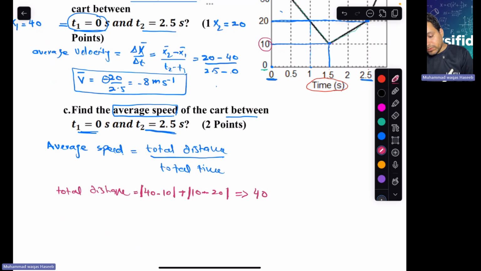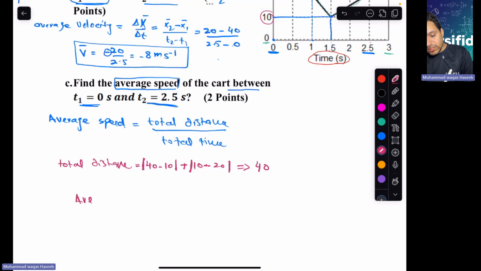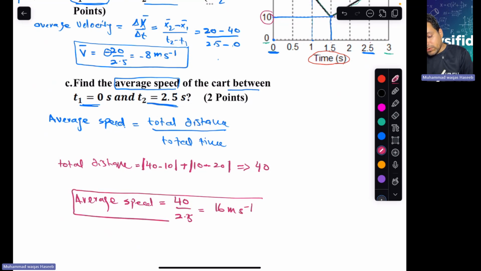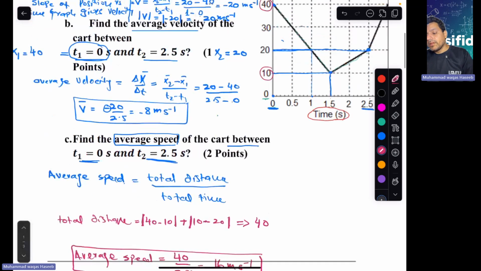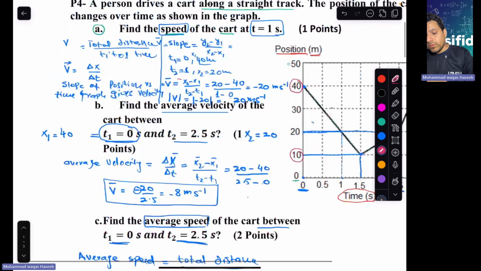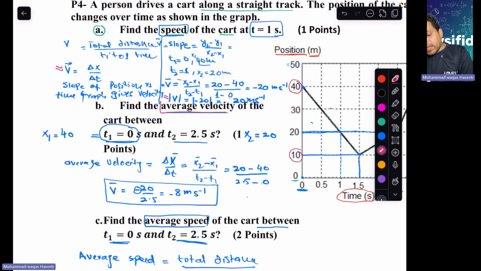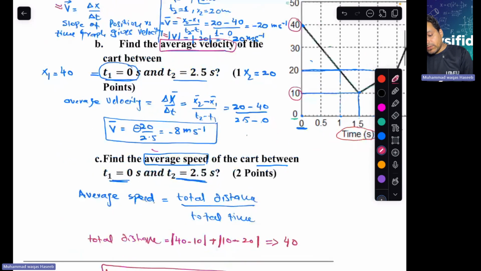What is the total time? The total time is 2.5. So what is your average speed? Total distance is 40 and total time is 2.5. So we get 16 meters per second. This is how you solve the position versus time graph. We can find the velocity, and taking the magnitude of this velocity gives you the speed. Then we can calculate the average velocity and then the average speed.